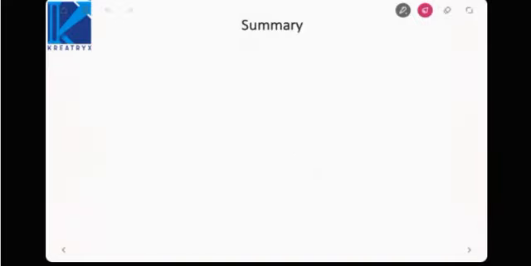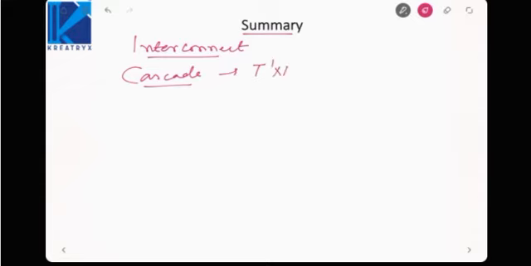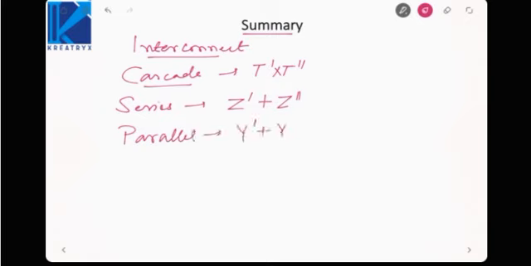So let me summarize what we covered in this lecture. We saw the interconnection. First I explained why we interconnect the network in order to realize a more complex network. We first saw cascade connection, in which we multiply T dash and T double dash. So the transmission parameters matrices are multiplied. Then we saw series. In series we add the Z parameters. Then parallel. In parallel we add the Y parameters.